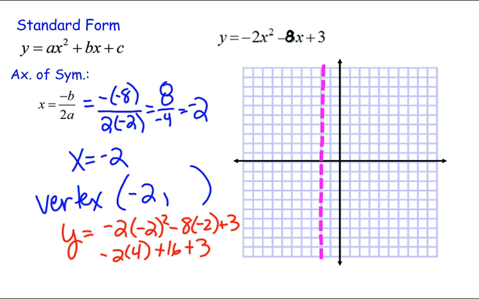Well, negative 2 times 4 is negative 8, plus 16 is positive 8, plus 3. Y turns out to be 11. So we are at the point negative 2, negative 11. So I'm going to be down here. Okay, that works, all right, we're going down there.